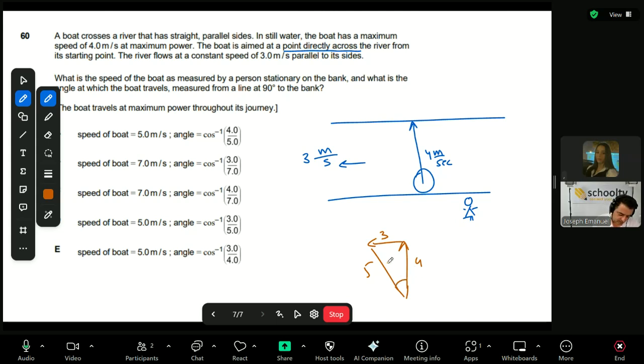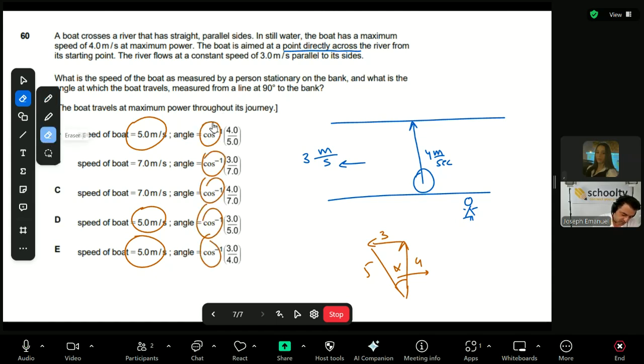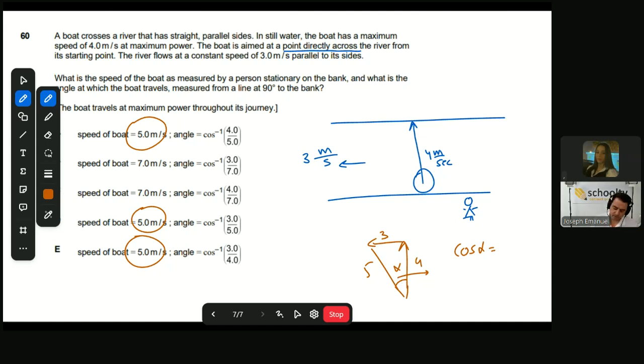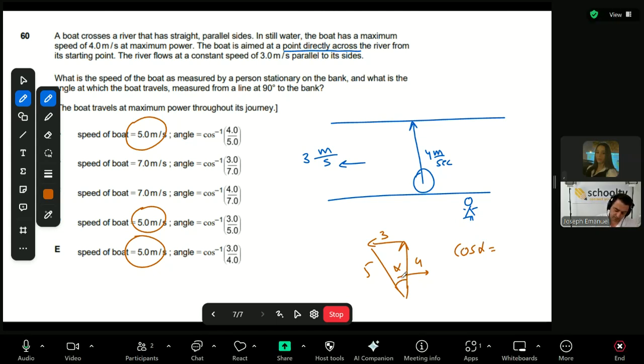So this is 5. You need just the angle. The angle will be this here, cosine. They want the angle actually, alpha. So if you have the answers in cosine, you can choose cosine. So cosine alpha equals the adjacent divided by the hypotenuse.